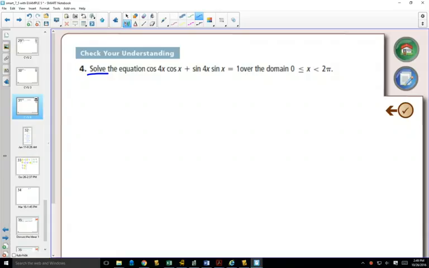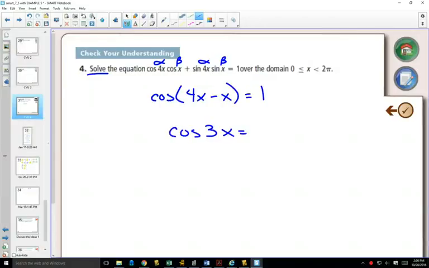And alpha is going to be your 4x, and beta is going to be your x. And if it's a cos alpha minus beta, you could write this as cos 4x minus x equals 1, and that simplifies to cos 3x equals 1.